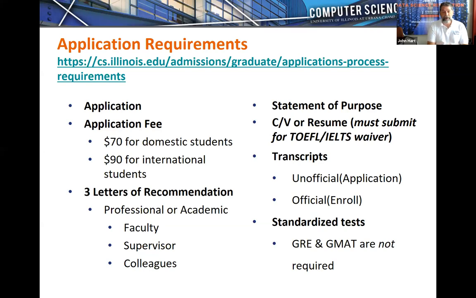Every application to this program has to be processed. We go through the transcripts with a fine-tooth comb. We take the GPA and we measure it on all those different metrics, as well as looking at where the GPA is coming from. And often those GPAs are reported on a different scale than 4.0. And so there's a lot of work that goes into that. And in order to cover that work, we have to require an application fee. It's $70 for domestic students and $90 for international students. And that's university-wide. That's not just for our program. That's for anybody that applies for any graduate degree at the University of Illinois. We have that application fee.